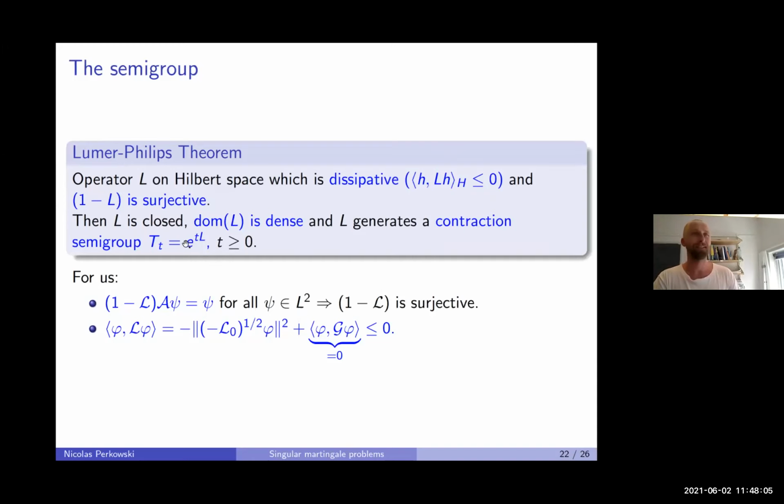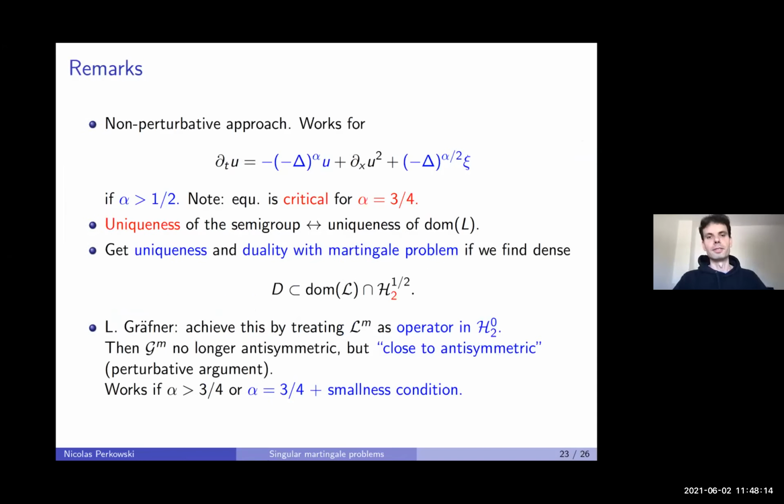Yeah. Sorry. So these things are easy to check here. We have them, so we get a semigroup. And the point is, this is non-perturbative. I never used somehow a strong link between the linear and nonlinear operator. And it actually works in some supercritical regimes. So this works for a fractional version of the equation. If alpha is bigger than 1/2, the equation will be critical for alpha equals 3/4. So we can go beyond the critical regime.